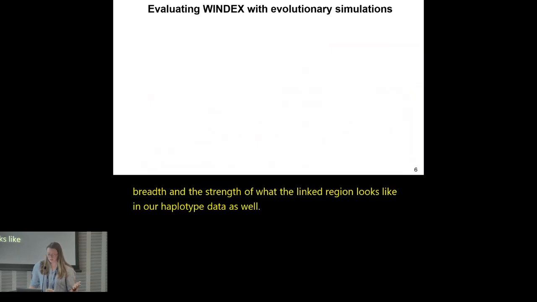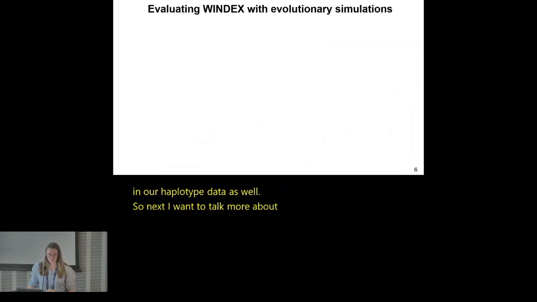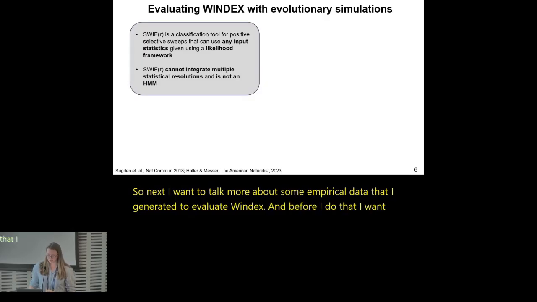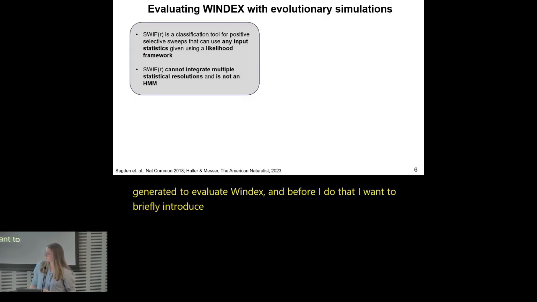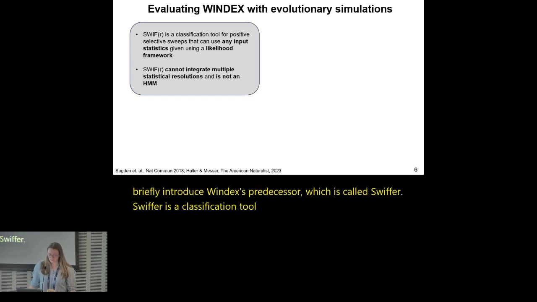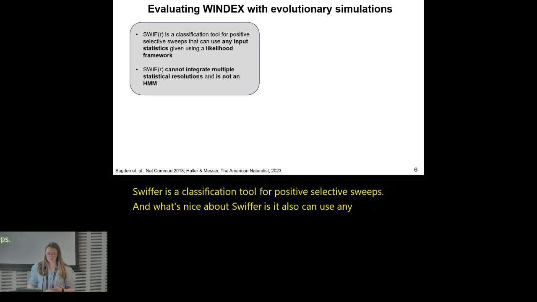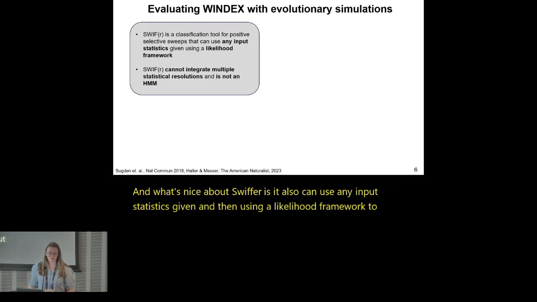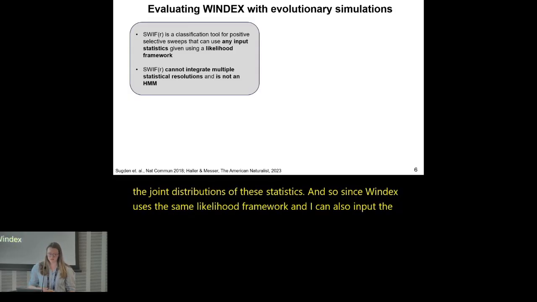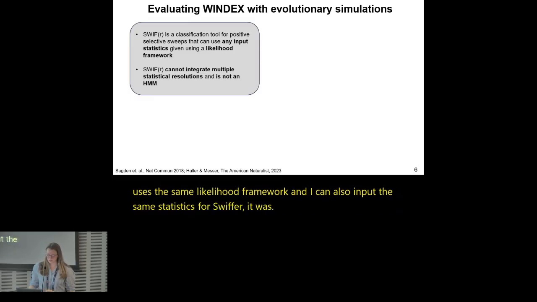So next, I want to talk more about some empirical data that I generated to evaluate WINDEX. And before I do that, I want to briefly introduce WINDEX's predecessor, which is called Swiffer. Swiffer is a classification tool for positive selective sweeps. And what's nice about Swiffer is it also can use any input statistics and then using a likelihood framework to learn the joint distributions of these statistics. And so since WINDEX uses the same likelihood framework, and I can also input the same statistics for Swiffer, it was natural that I made these comparisons first.